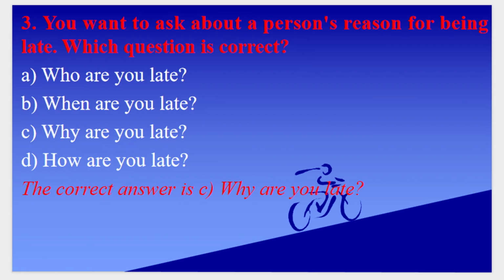Three. You want to ask about a person's reason for being late. Which question is correct? A. Who are you late? B. When are you late? C. Why are you late? D. How are you late? The correct answer is C. Why are you late?